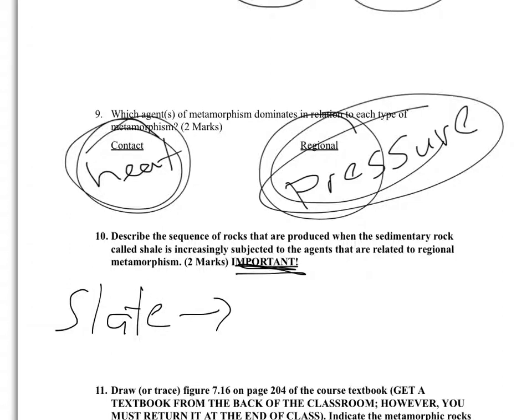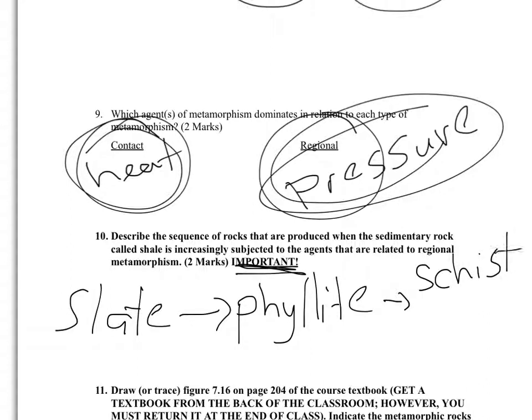If you metamorphose slate even further, you get a metamorphic rock called phyllite. Phyllite is medium grade, also foliated. If you metamorphose phyllite even further, you get a metamorphic rock that's called schist. Schist is a high-grade metamorphic rock and is also foliated. If you metamorphose schist even further, you get a metamorphic rock that's called gneiss. Gneiss is extremely high-grade. It's one of the highest-grade metamorphic rocks that you could possibly get and has really, really, really strong foliation.